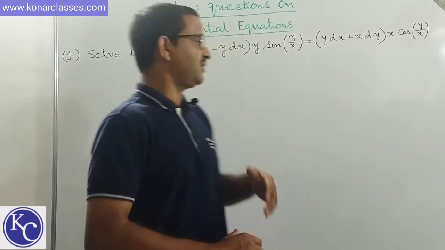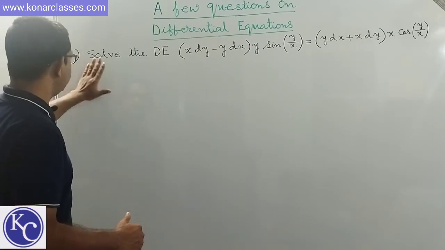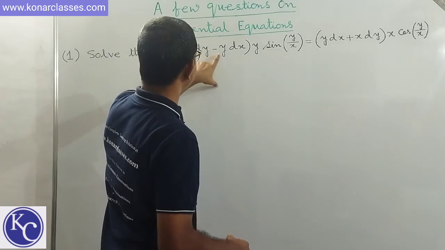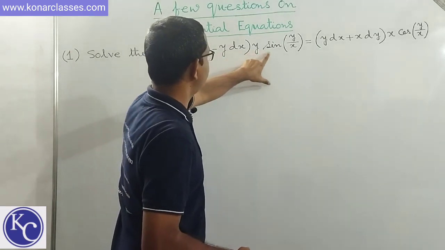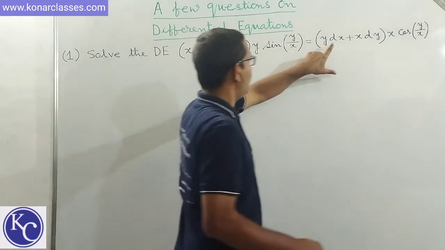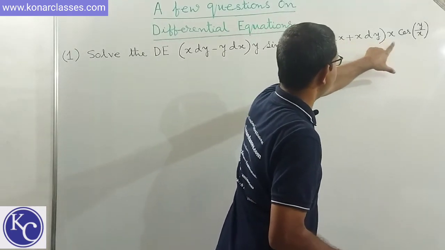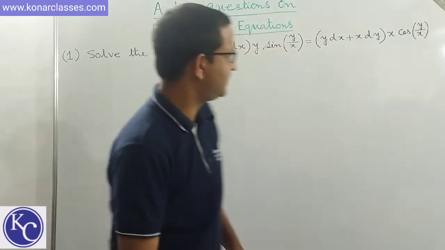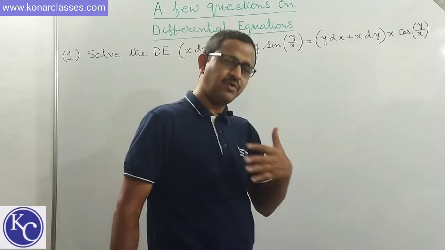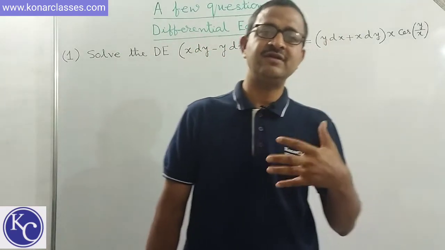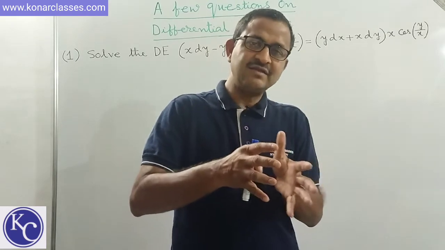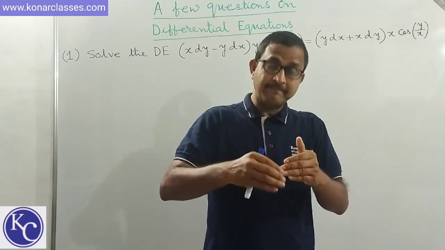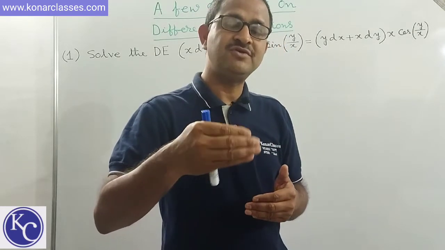The first question, as you see here written on the board: solve the differential equation (x dy minus y dx) into y sin(y/x) is equal to (y dx plus x dy) into x cos(y/x). So dear students, as we see that here it is y by x, let us see whether we can express that entire differential equation as dy/dx equal to a function of y by x. If we can, then we can apply the concepts of homogeneous differential equations.